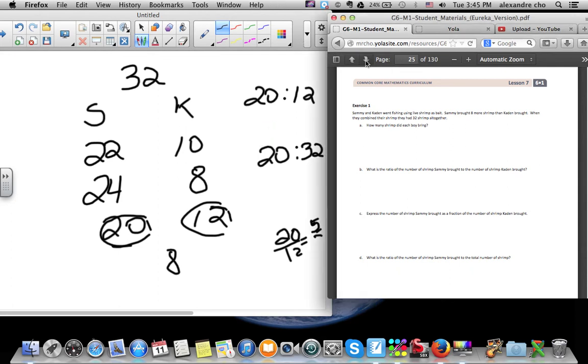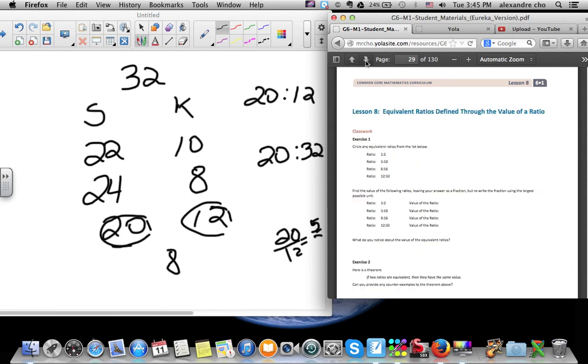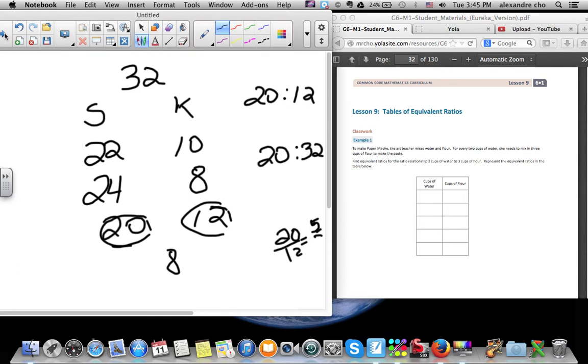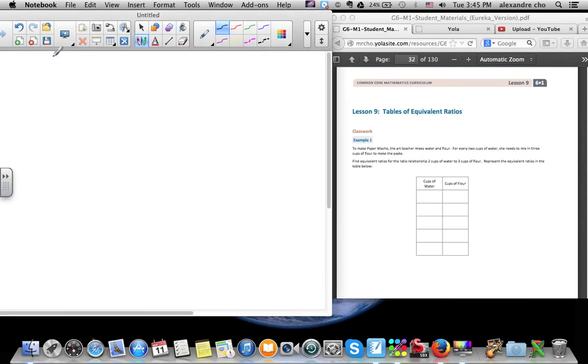So, next we got page 32. Let me go to page 32 and clear this section over here. Okay, which is not working. There we go. And one second.